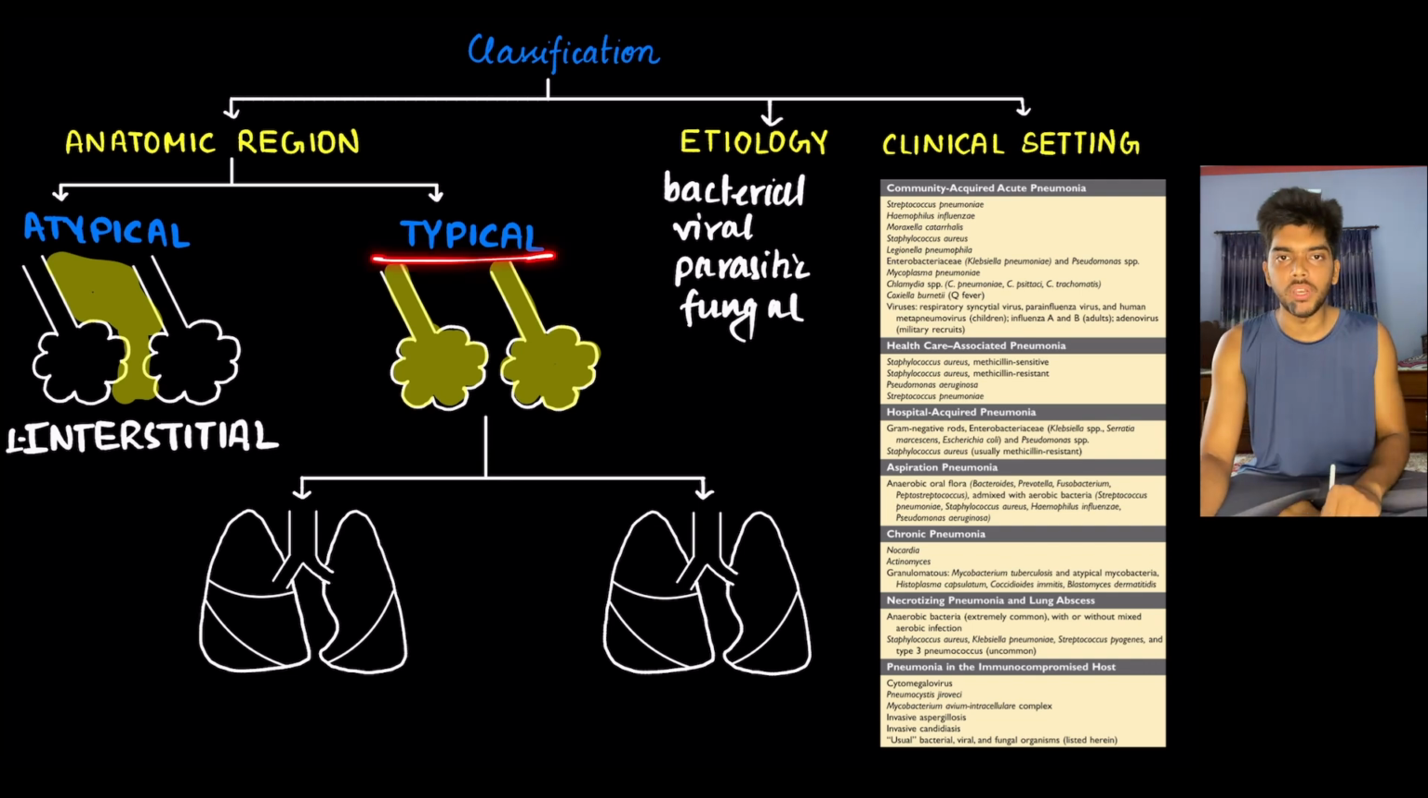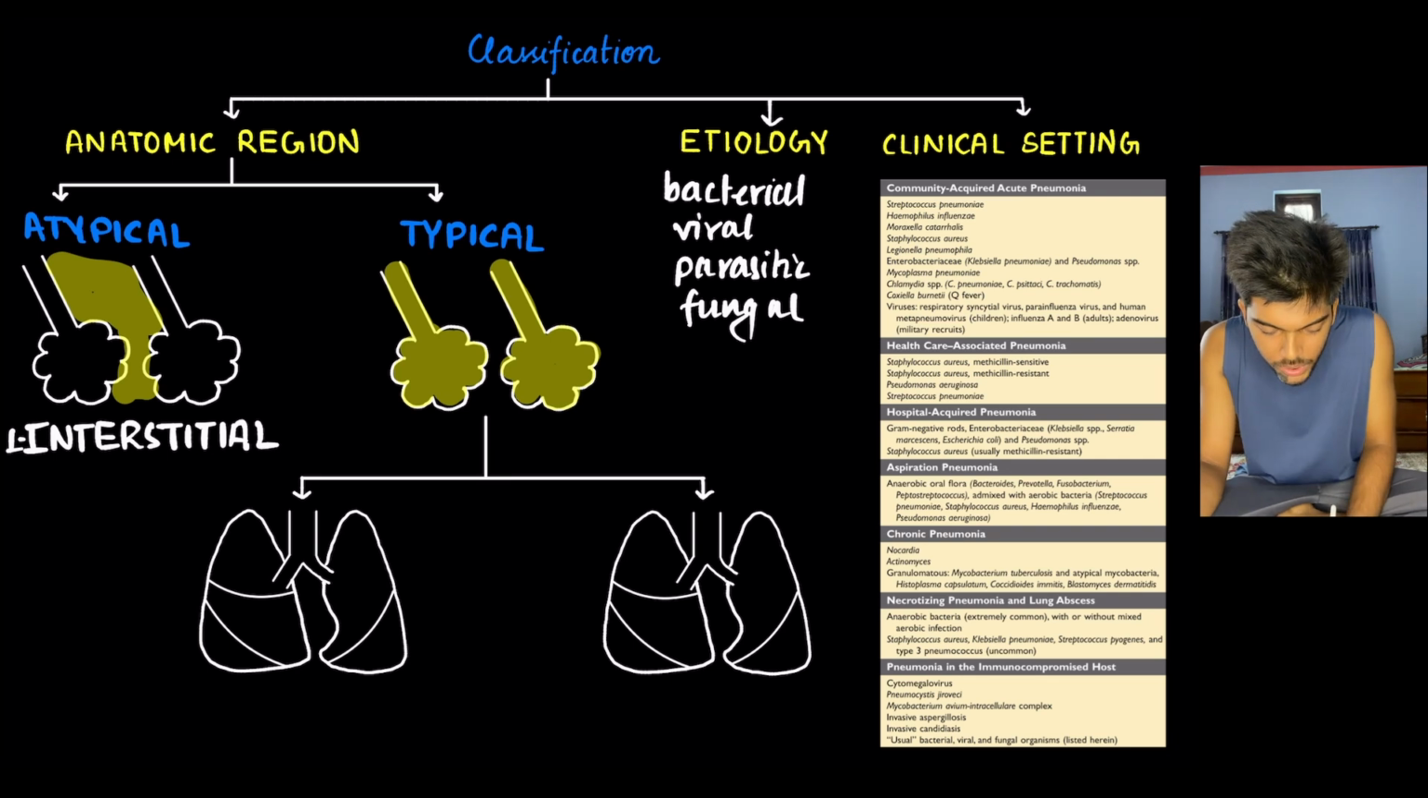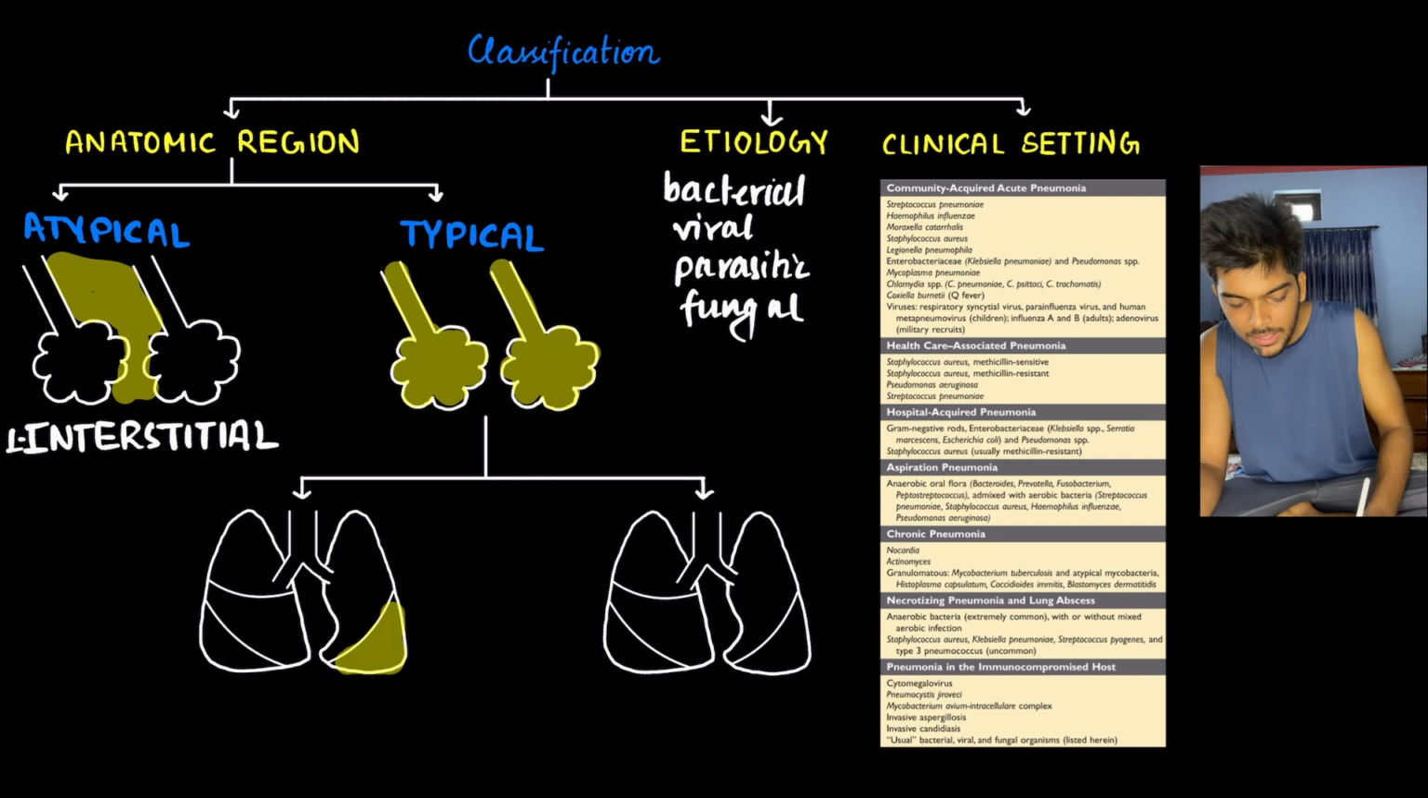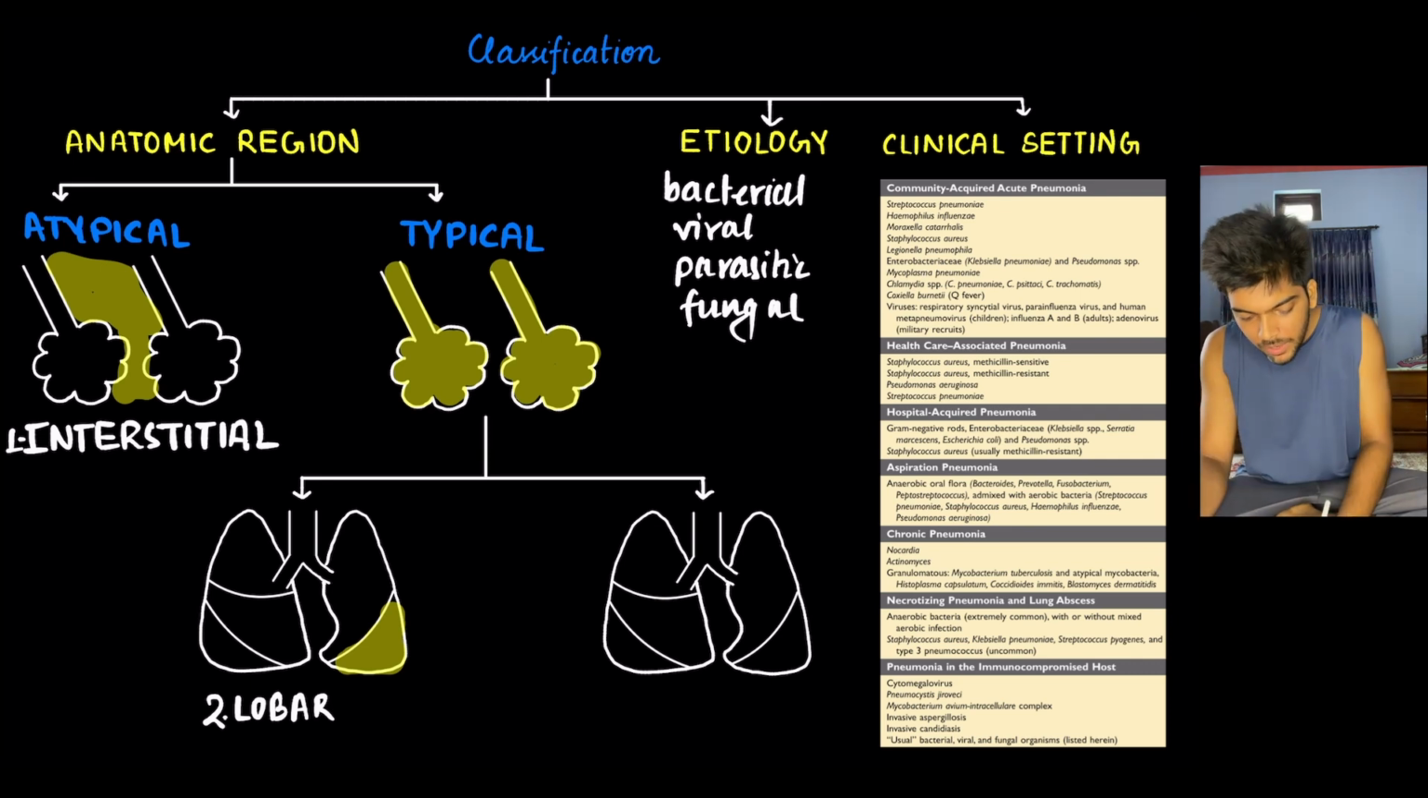Under typical pneumonia, you have again two types. If it is a huge chunk of a lobe or the complete lobe of a lung that is consolidated, then that is lobar pneumonia, the second type. But if there is patchy involvement, that is, only certain patches of lung are involved, either the lobule of the lung or the bronchi and bronchioles of the lung, then we call that lobular pneumonia or bronchopneumonia.